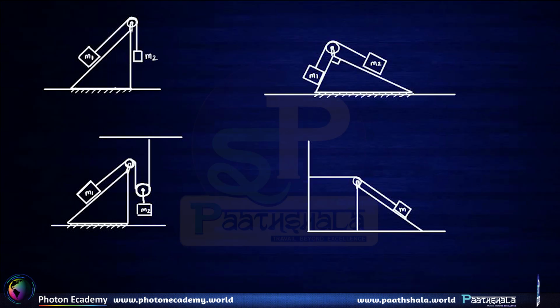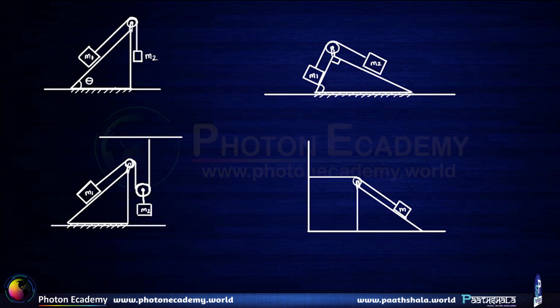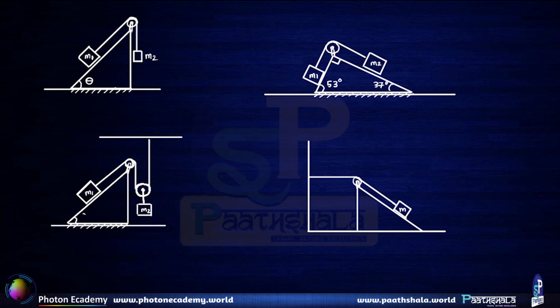Let us analyze the four cases shown via the method of intuition as well as the method of constraint motion. So here the angle of the wedge is theta. Here the angle of the wedge is particularly given to be 53 degrees and 37 degrees. So this forms the 3, 4, 5 triangle. That should be known. So here the angle of the wedge is again theta, and here the angle of the wedge is theta.